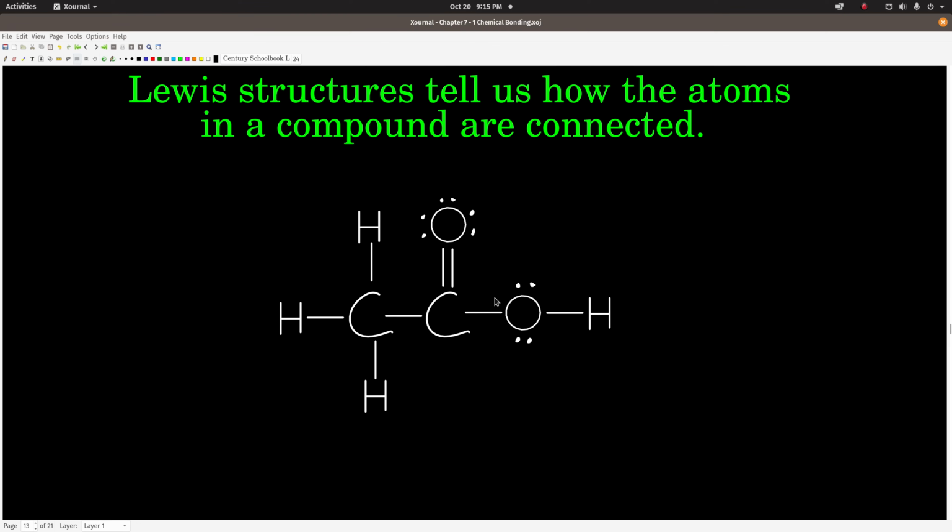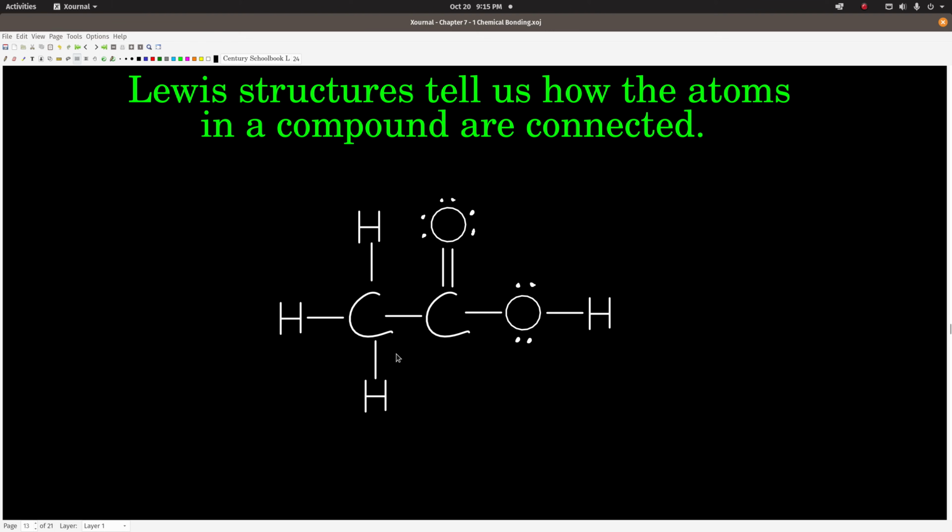Alright, so now Lewis structures. You may have seen how to draw these before, but we're going to go through it again. First of all, this is an example of a Lewis structure. And what Lewis structures tell you is how the atoms are connected in a compound. They tell you the order of attachment.